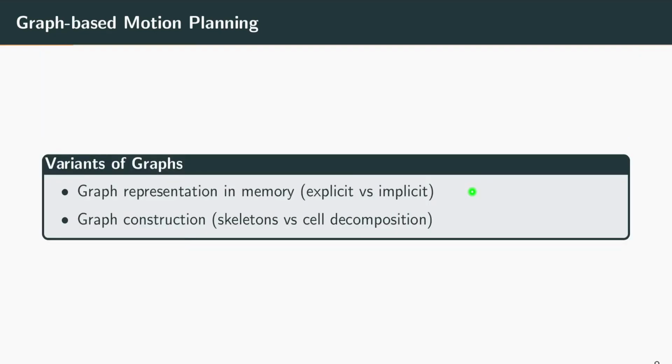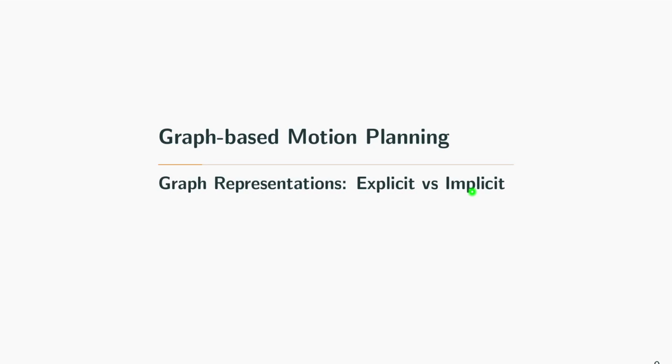Okay, so let's first talk about the first aspect, which is how can we represent graphs such that they are useful for motion planning. We have to look at different variants on different axes. The first one is how is the graph even stored in memory? There is an explicit and an implicit representation that we will talk about. And secondly, independent of how it's stored, how is it being constructed based on the description we might have of the environment. So let's first look at what is happening in the memory.